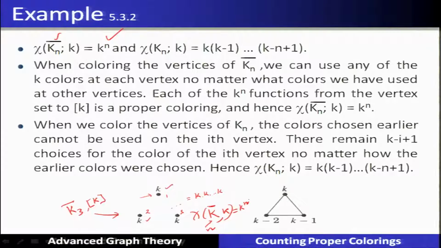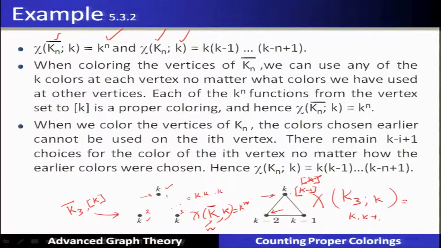Another example of this counting: given a complete graph, let us say n is 3, so we are given K3 and k colors. We want to find the total number of possible proper k-colorings. Take the first vertex. Since we are given k different colors, none of them are already used, so the first vertex can be colored in k different ways. Having utilized one color, k minus 1 colors remain, so the second vertex can be colored in k minus 1 ways.